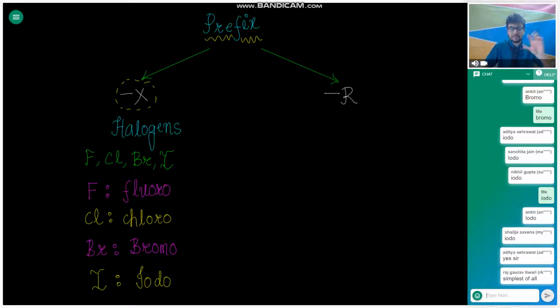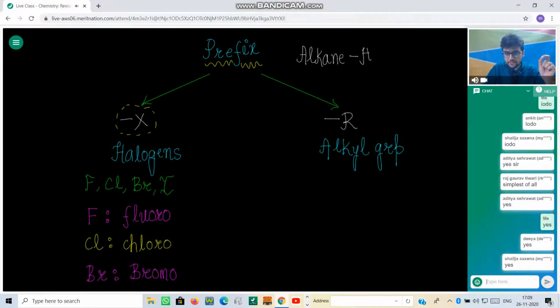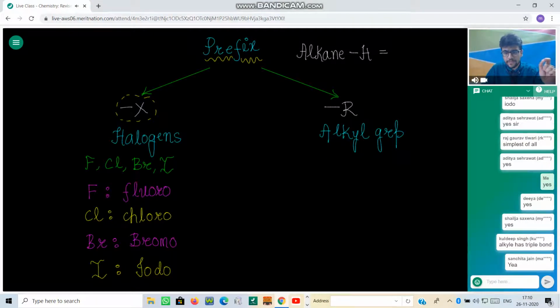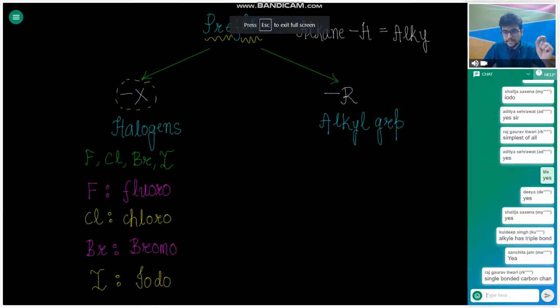Now let us understand the next type of prefix that can be possible, which is dash R. Can anybody tell me what is the meaning of dash R or bond R? It represents the alkyl group. If you do not know what an alkyl group is, do not worry at all, because I will simplify that for you. From alkane, if I simply remove one single hydrogen, then I am going to get alkyl.